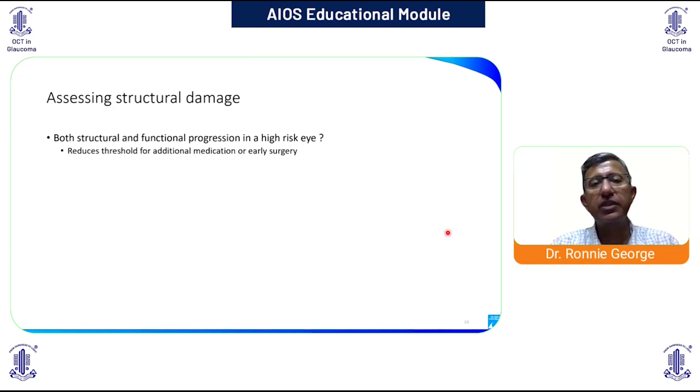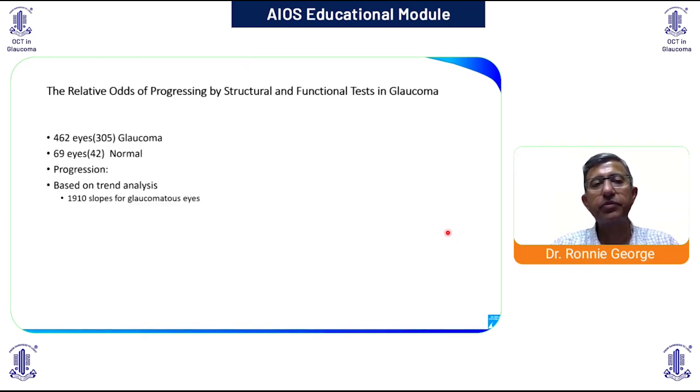So when you assess structural damage, when you see both structural and functional progression in a high-risk eye, this reduces your threshold for additional medication or early surgery. You don't necessarily have to see change on only the visual field. We have been taught that you need to see confirmation of change on the visual field before you do something. But if you see somebody who's showing a consistent decrease in both the visual field and the OCT, you can maybe decide to hike up medication or consider surgery with that one change alone.